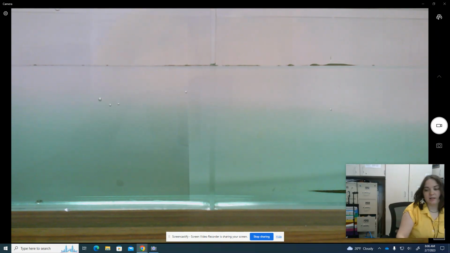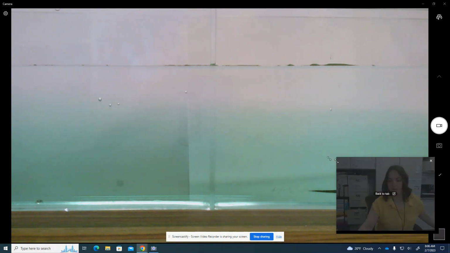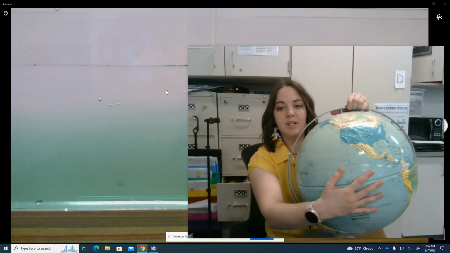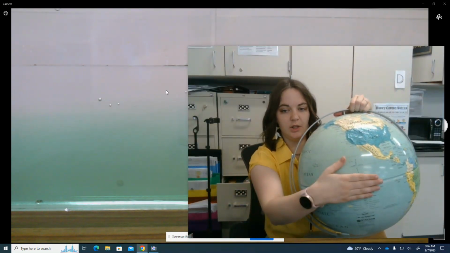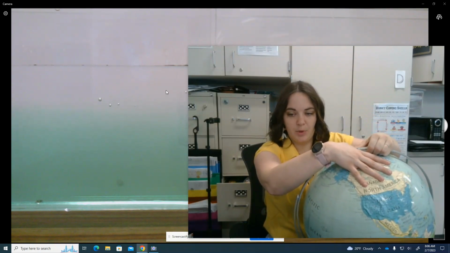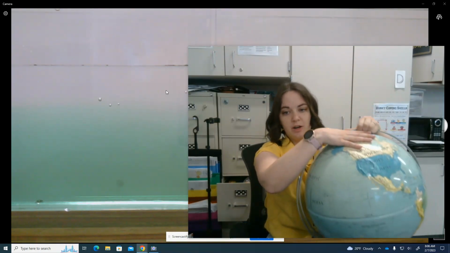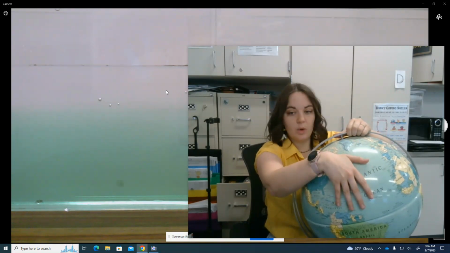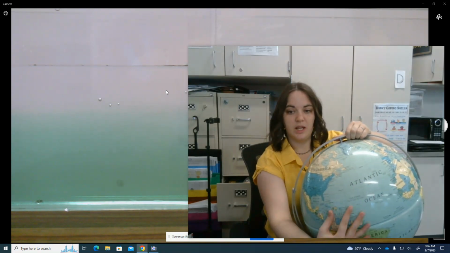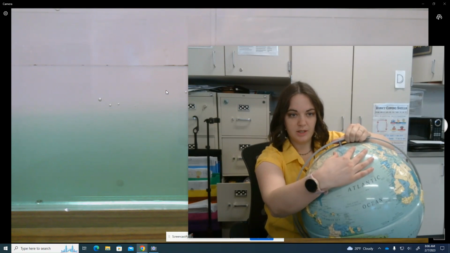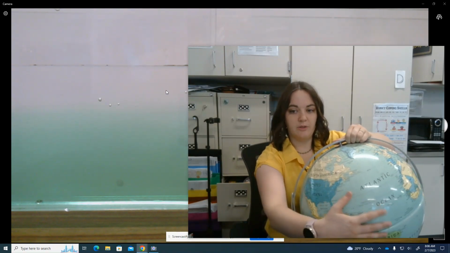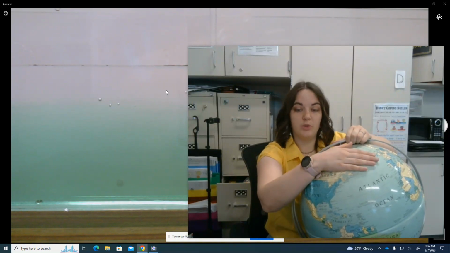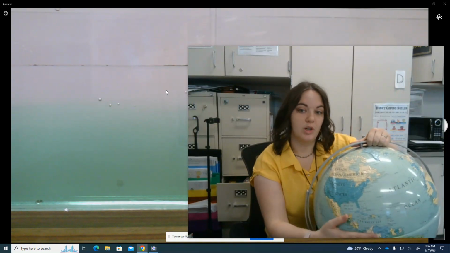So that means that on the globe, this is going to be saltier near the equator. It's going to be less salty at the poles. And as that water moves down towards the equator, and this water moves up towards the poles, that saltier water from the equator is going to go underneath the water from the poles because it is more salty.